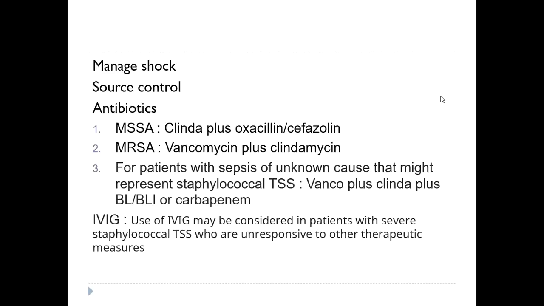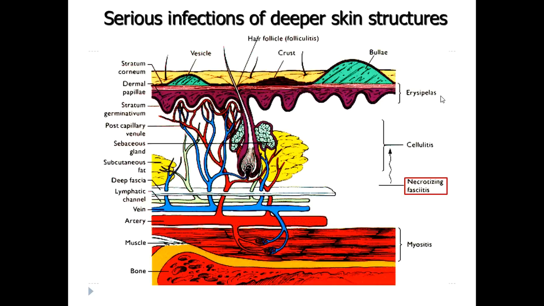IVIG has always been controversial. There has been no clear recommendation, but for patients with rapidly progressive multi-organ failure, severely sick patients, where you know the diagnosis is pretty clear to you, you can use IVIG. There are some reports where it improves outcome when used early.